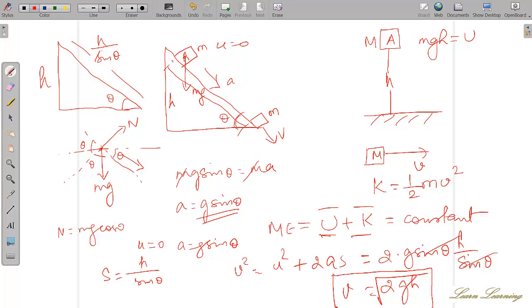That this velocity doesn't depend upon the mass at all. So whatever was the mass of the body, if it falls the same distance, it's going to have the same velocity. It doesn't depend on the mass at all. That is one thing.